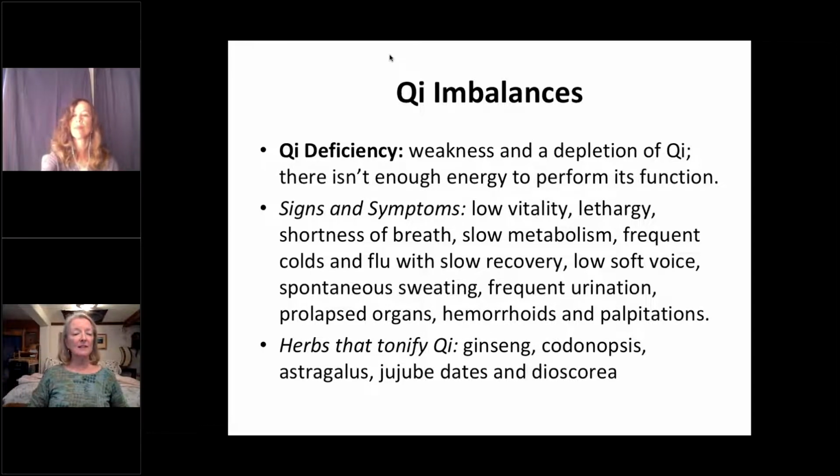Not only does astragalus tonify qi, it also tonifies wei qi, that defensive qi. So it's really good for people who get frequent colds and flus or who are trying not to get them. Jujube dates, the red jujube dates, grow a lot on our continent. So those are wonderful for building not only qi, but blood as well. And Dioscorea, Chinese wild yam in this case.